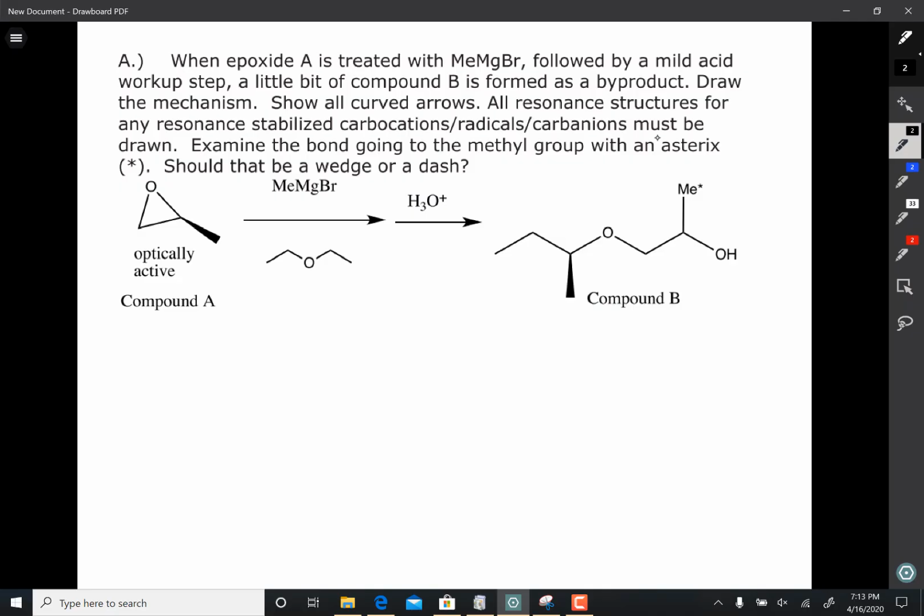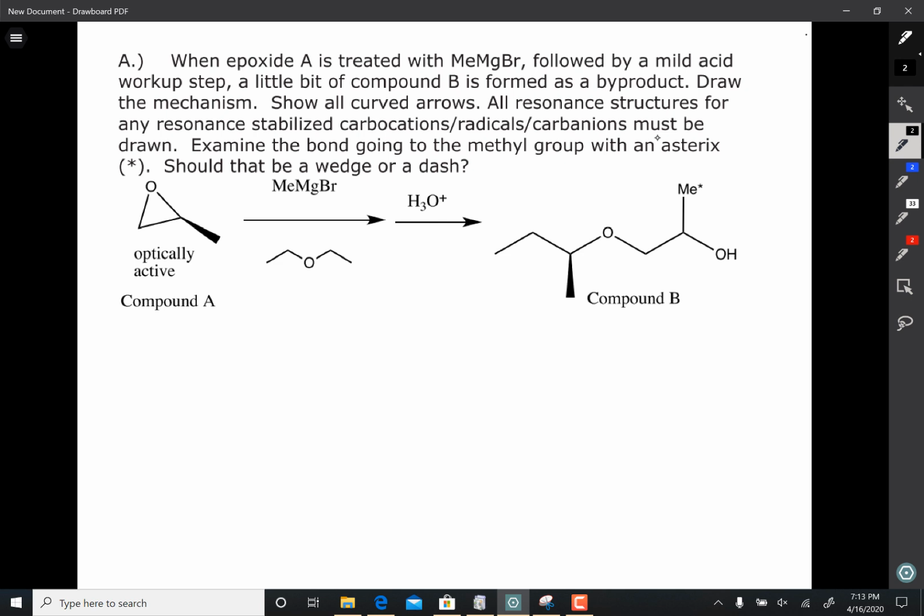Okay, so we've covered everything for the next exam, so I figured we'd start with some review problems. So here we have a mechanism problem. When epoxide A is treated with methyl magnesium bromide followed by a mild acid workup step, a bit of compound B is formed as a byproduct. Draw the mechanism. Okay, so this is a byproduct. It's not the major product, it's just a byproduct. I'm trying to figure out what went on here.